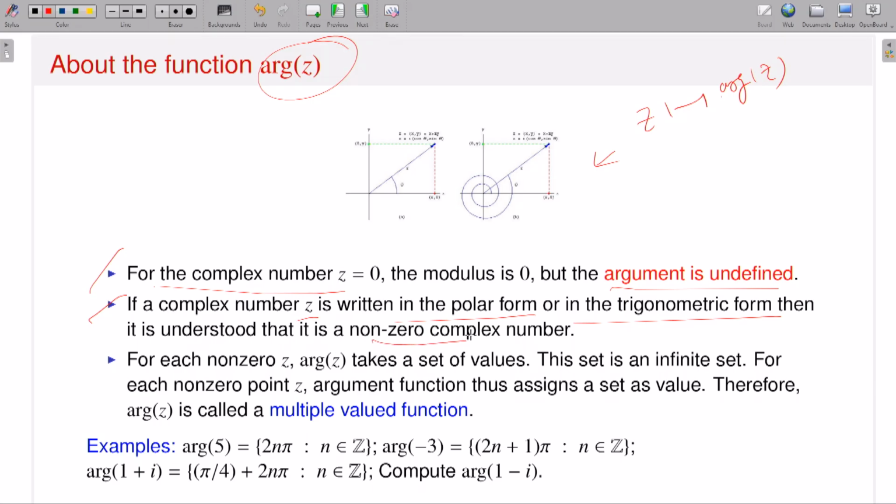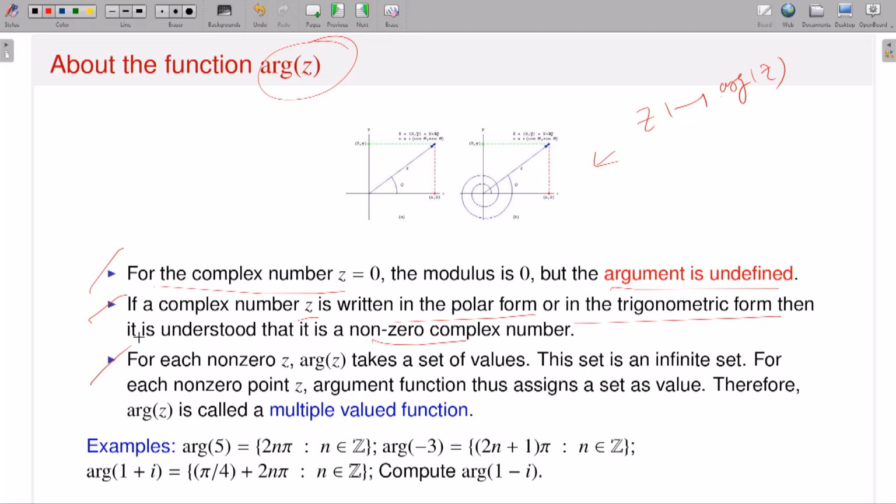So if I say that z is of the form r comma theta, or r times cosine theta plus i r times sine theta, that means it is of the trigonometric form or polar form. Automatically it is understood that my complex number is non-zero because I am talking about r. If z is 0, r is 0, so that does not make any sense. Okay. What is my third point?